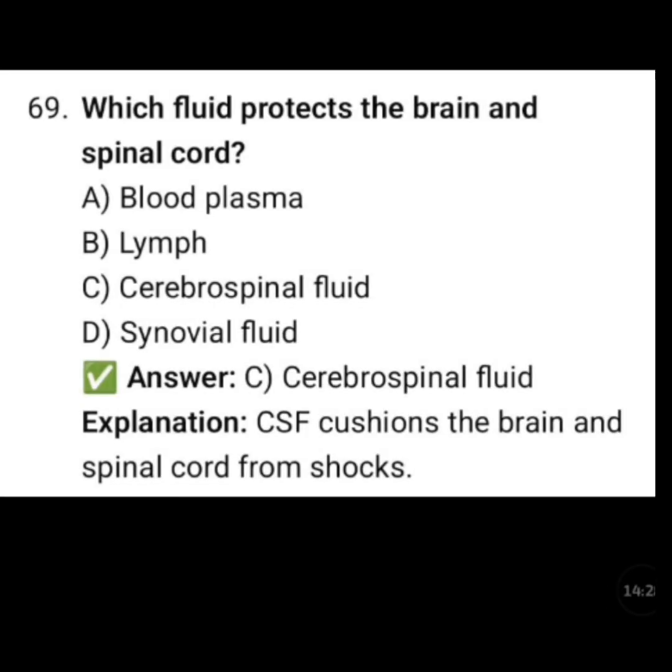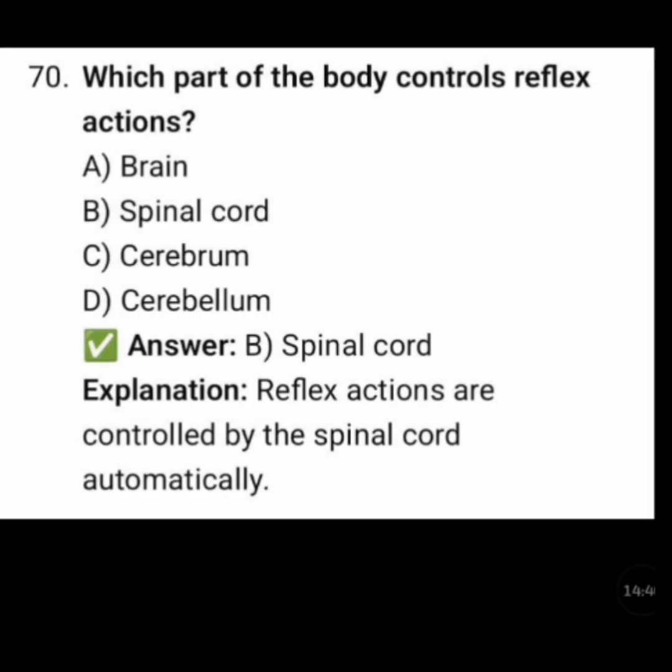Which fluid protects the brain and spinal cord? Blood plasma, lymph, cerebrospinal fluid, synovial fluid. The correct answer is option C, CSF. Cerebrospinal fluid cushions the brain and spinal cord from shock.